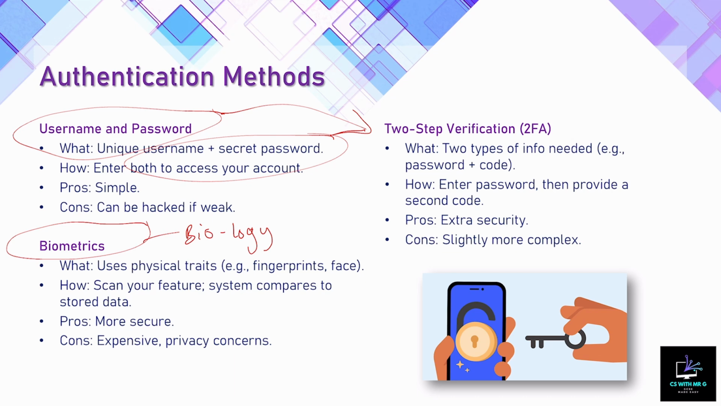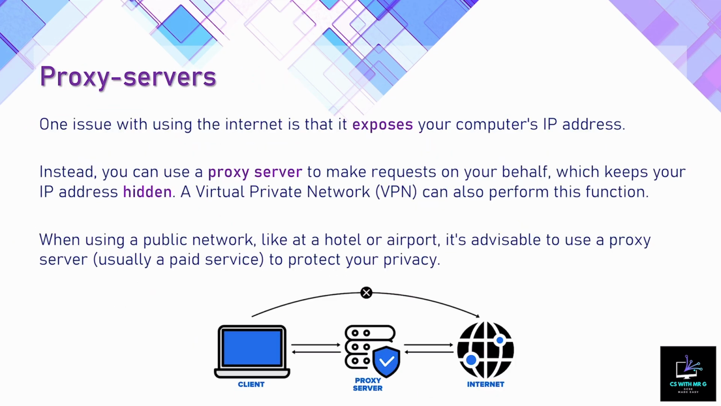Yes, it's slightly more complex and it's one extra step to take, but it does add security to a system. Using a proxy server is a way of keeping our IP address hidden. Now, something we discussed in a previous lesson is our IP address identifying who we are on a network. So in order to stay safe and not expose our IP address, we could use a proxy server, which acts as kind of a middleman. It acts as this middle step here.